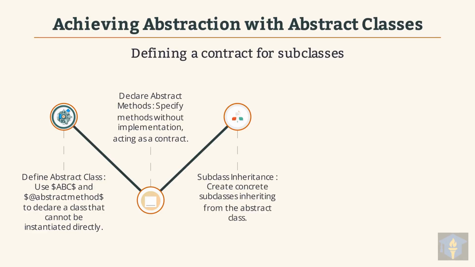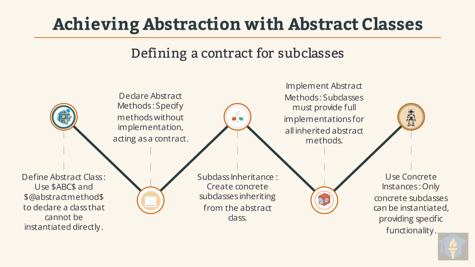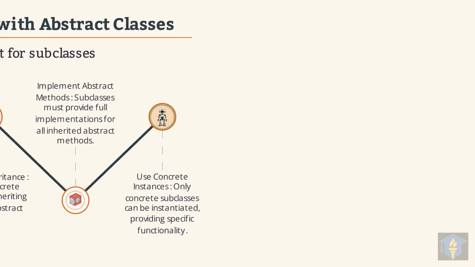Next, you create concrete subclasses that inherit from this abstract class, agreeing to fulfill its contract. It's mandatory for these subclasses to provide complete implementations for all the abstract methods they inherit. Finally, only these fully implemented, concrete subclasses can be instantiated, giving them specific, executable functionality.